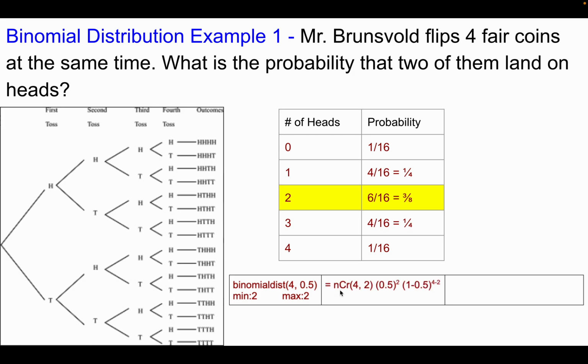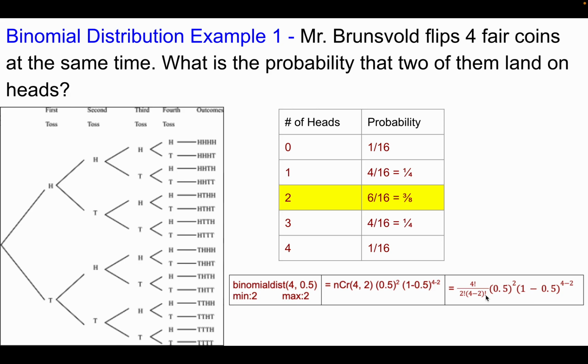You could also type it in with this formula. So again, 4 trials, 4 coin flips, 2 heads. 0.5 is your probability of getting a head, so we're raising that to the 2nd power. 1 minus 0.5, that's your probability of not getting a heads, and so we're raising that to the 4 minus 2 power. And then we can also see that with this formula where we've expanded out the combinations using factorials. So that's 4 factorial over 2 factorial times 4 minus 2 factorial in the denominator.